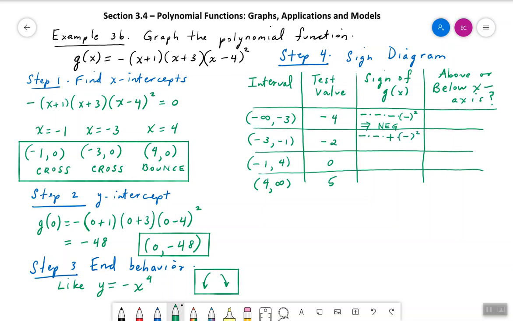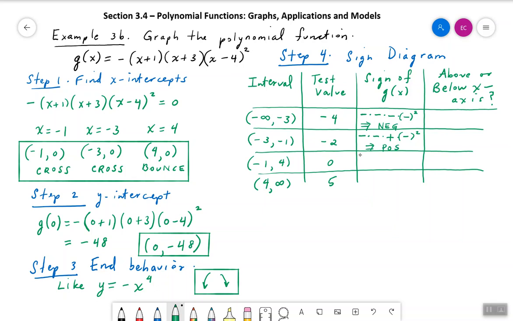So how many negatives are there this time? 1, 2, and then 2 more. That's 4 negatives multiplied together make a positive, times that last positive number will stay positive.